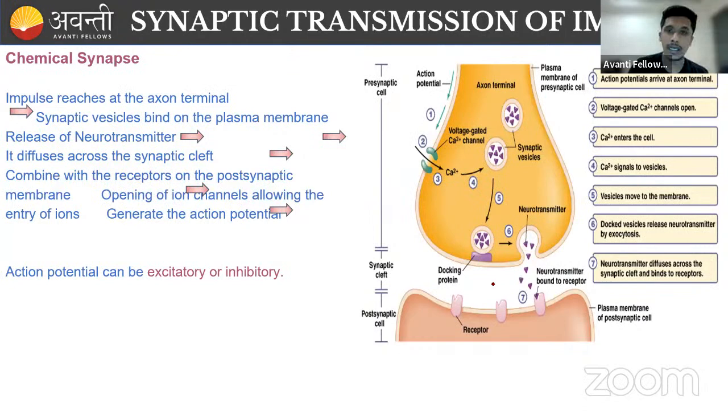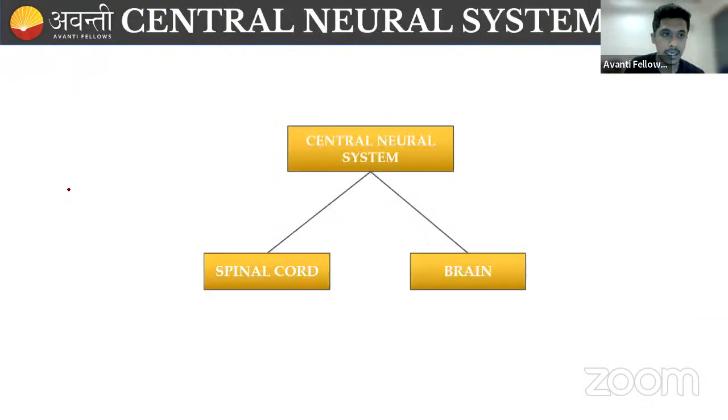So what is happening in a chemical synapse? The impulse that is generated will reach the axon terminal. The synaptic vesicles will bind to the plasma membrane and dissolve, and they release neurotransmitters. These neurotransmitters diffuse across the synaptic cleft and bind to the receptors on the postsynaptic membrane. As they bind, the ion channels open, the action potential is generated again, and your new nerve impulse continues. So this is about chemical synapses.